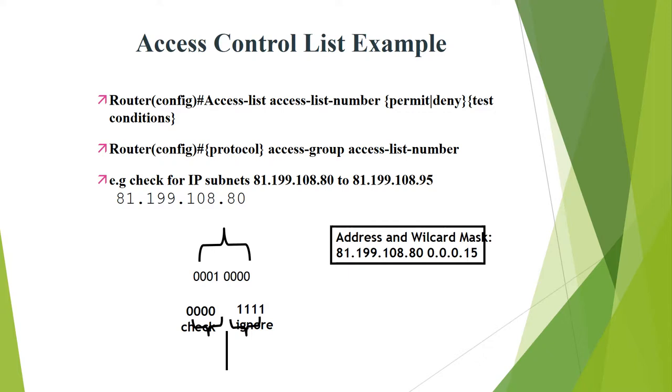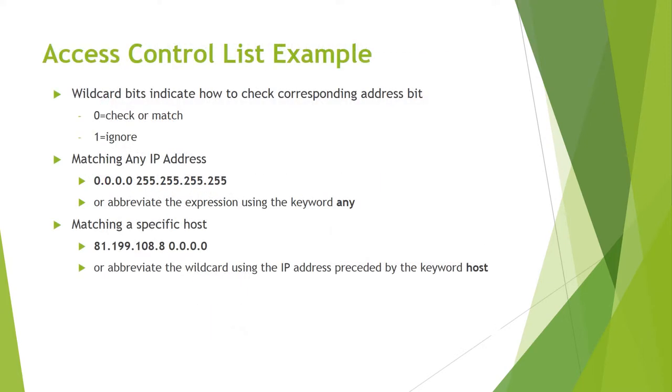81.199.108.80. Address and wildcard mask are 81.199.108.80 and 0.0.0.15 is the subnet mask. You can see the bits 0001 and 40. Here 40 check and 40 ignore. In this example the wildcard bit indicates how to check the corresponding address bit. 0 means check or match, 1 means ignore.